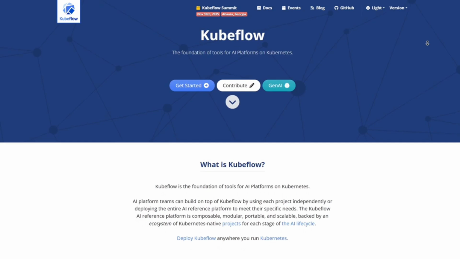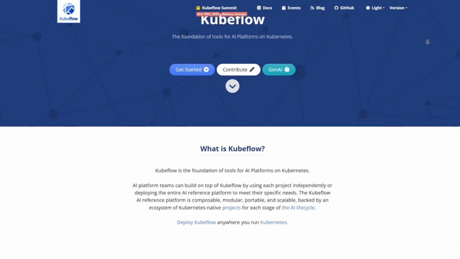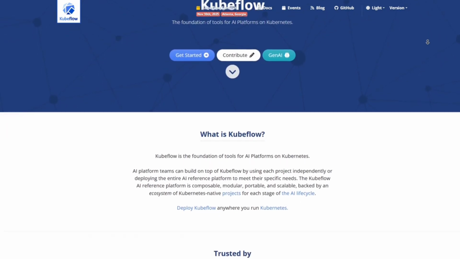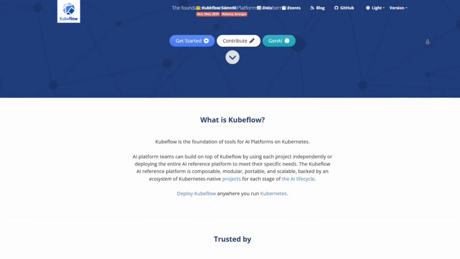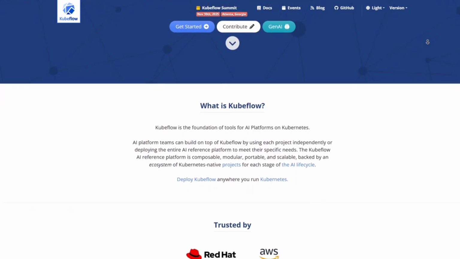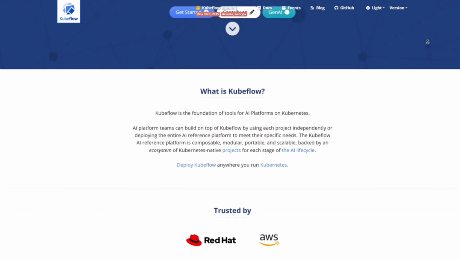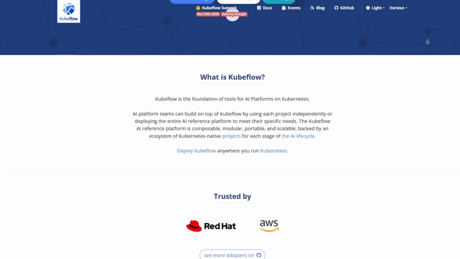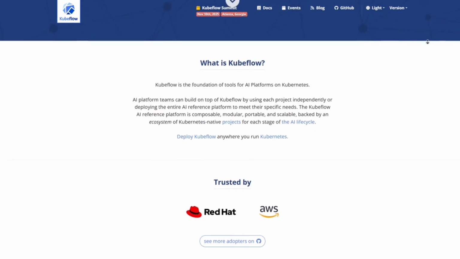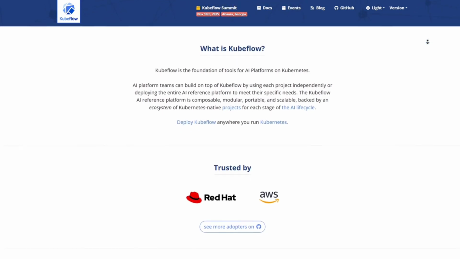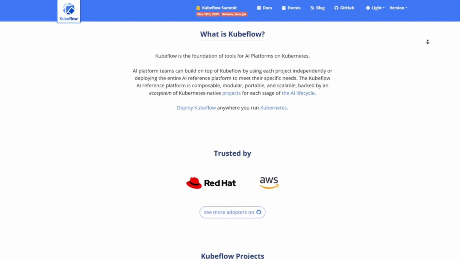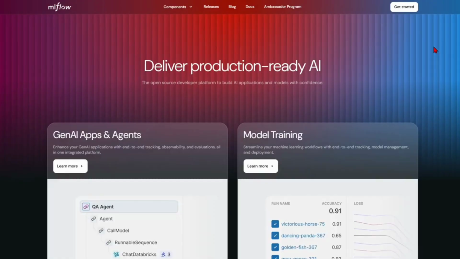Kubeflow is a Kubernetes-native platform for running end-to-end ML workflows at scale. It's designed for model training, serving, hyperparameter tuning, and full pipeline automation, optimized for environments that already run on Kubernetes. It's powerful, but setup requires Kubernetes expertise and can be complex for small teams.